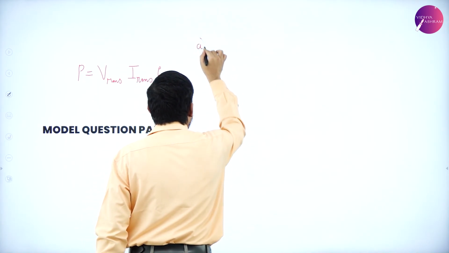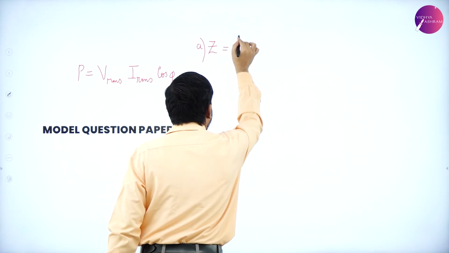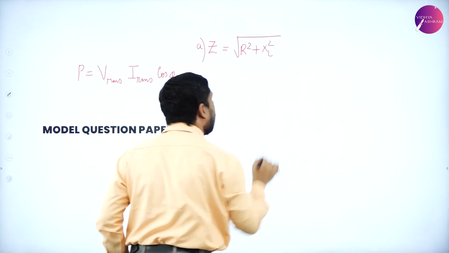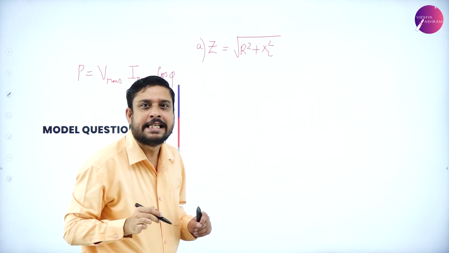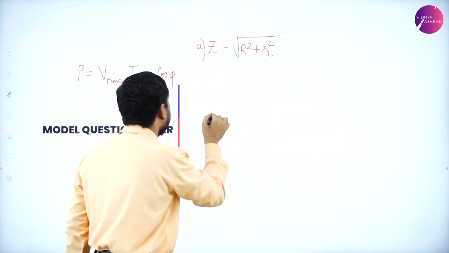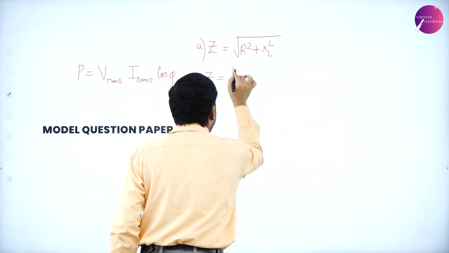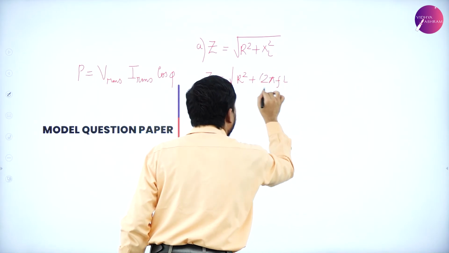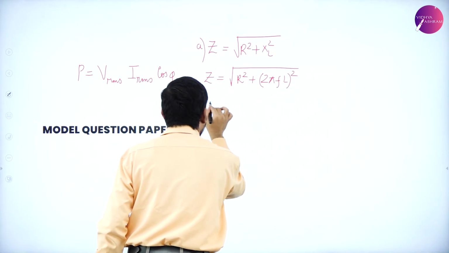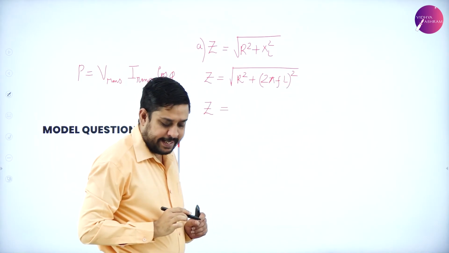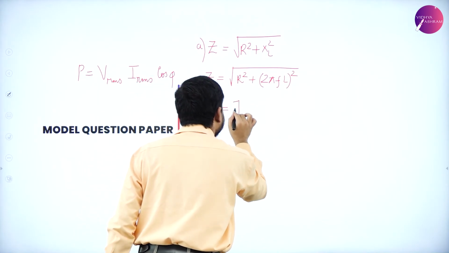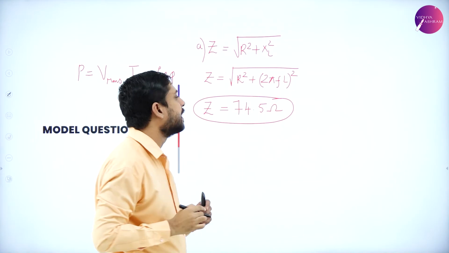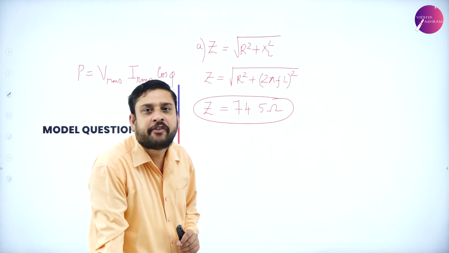So the first part, as we know, impedance is root R square plus XL whole square. There is no capacitor, this is an LR circuit. Or Z equals root R square plus (2 pi F L) whole square. And on substitution, impedance turns out to be 74.5 ohms. So the impedance of the circuit is 74.5 ohms.